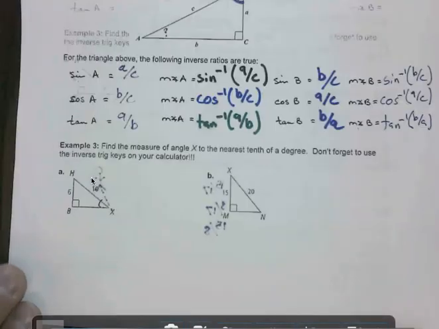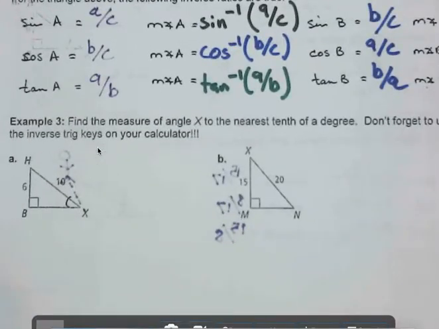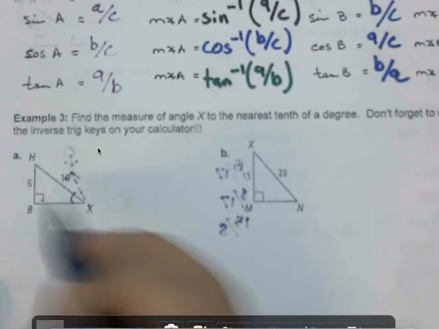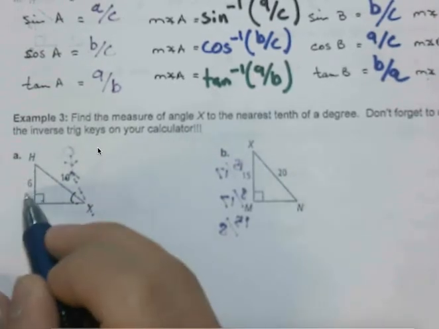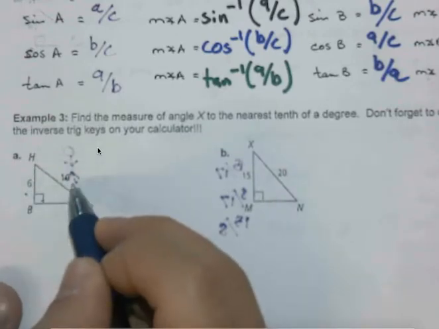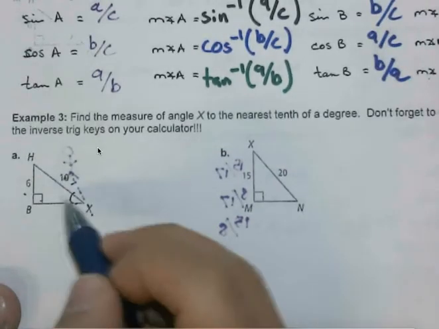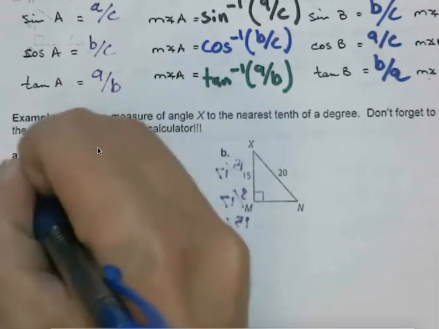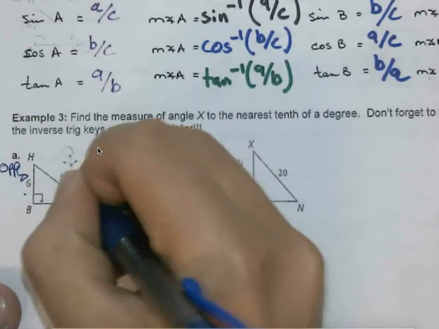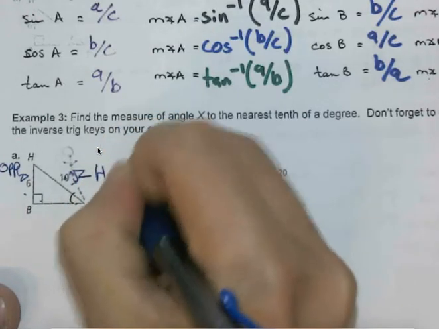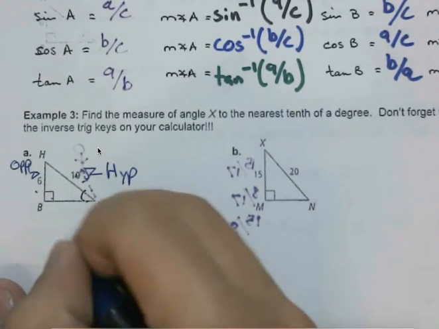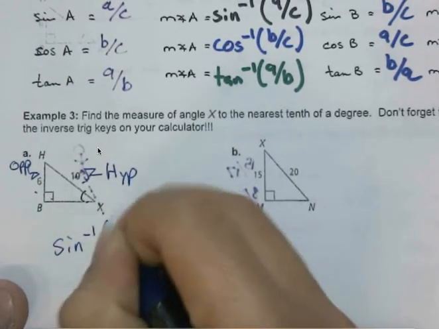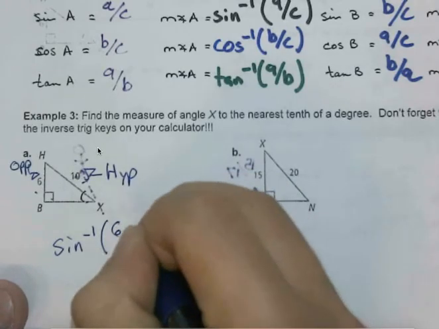So if we have an actual setup that deals with this, we have this right triangle. I don't know this angle, but we're trying to find what that is. We have 6 for this leg and 10 for the hypotenuse. So I know that I definitely have the opposite, and I have the hypotenuse. So if I'm going for the opposite and the hypotenuse, I could probably use sine inverse of 6 over 10 and see where that gets us.